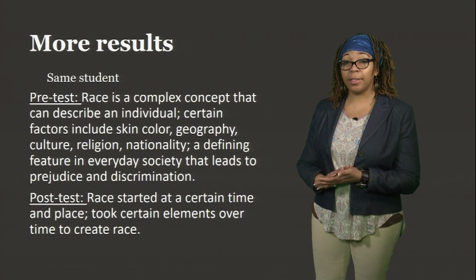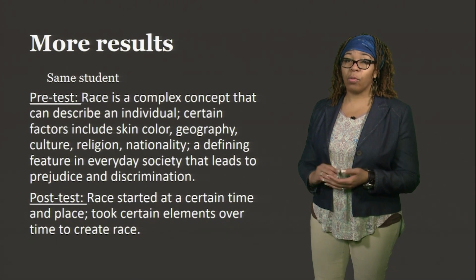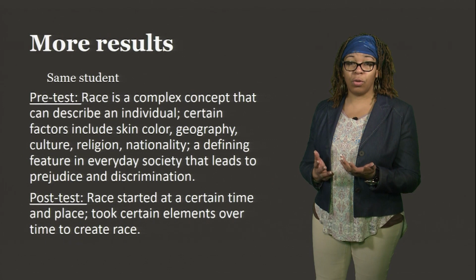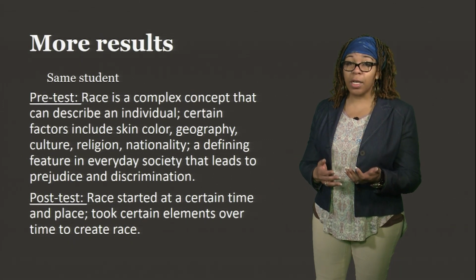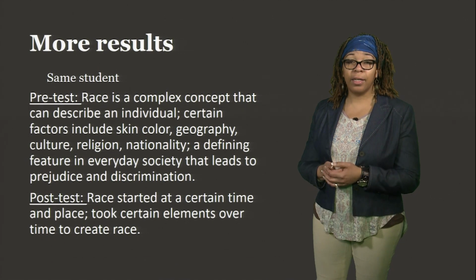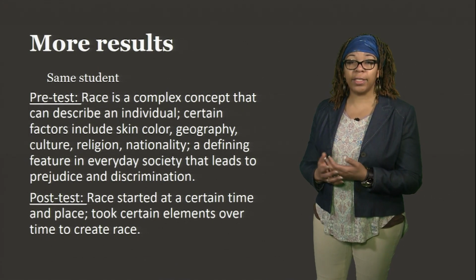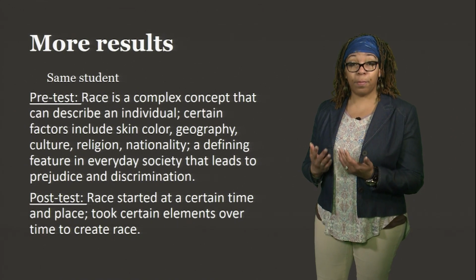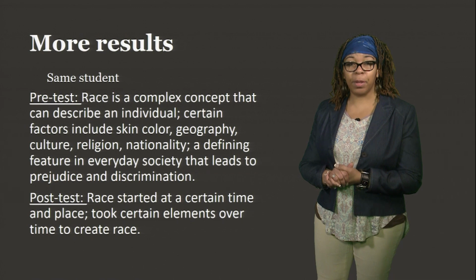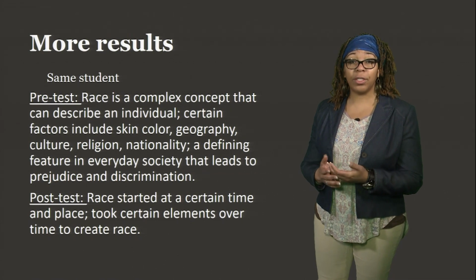In a pre-test, another student said, "Race is a complex concept that can describe an individual. Certain factors include skin color, geography, culture, religion, nationality, a defining feature in everyday society that leads to prejudice and discrimination." In the post-test, this student said, "Race started at a certain time and place, took certain elements over time to create race."